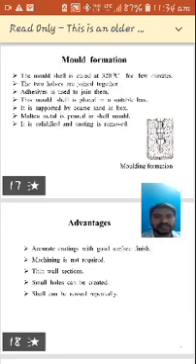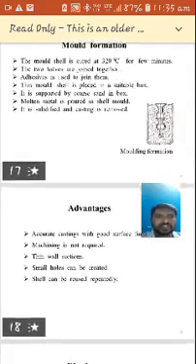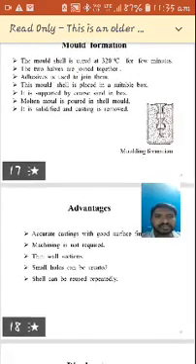Then molten metal is poured into the shell mold. It solidifies, and the casting is removed.